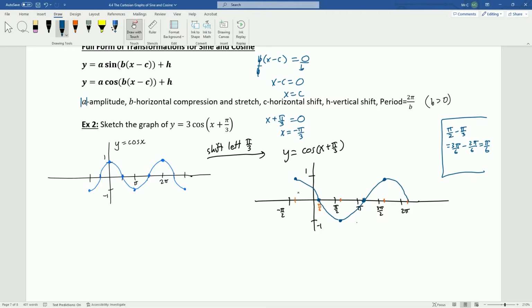Okay, so that's my shift, and now our last transformation for this one is just the amplitude transformation, right? I'm multiplying the y values by 3, and so we'll think of this as changing the amplitude. The absolute value of 3 is 3.